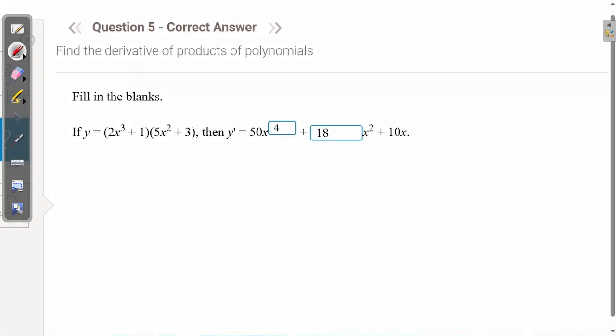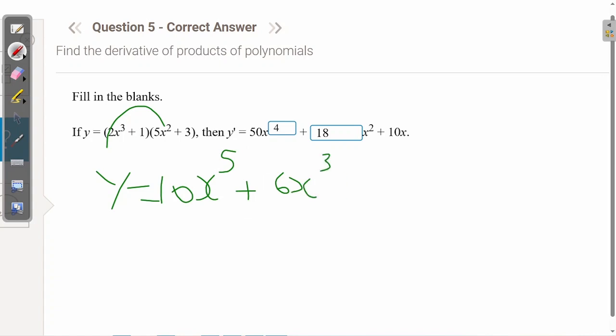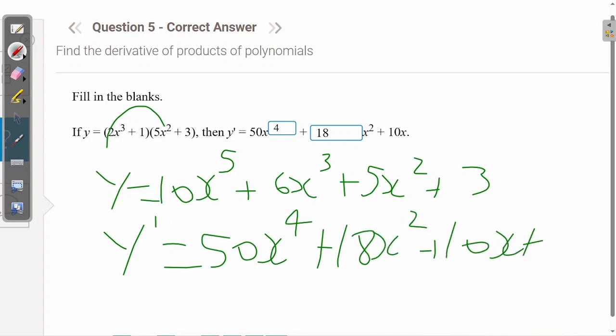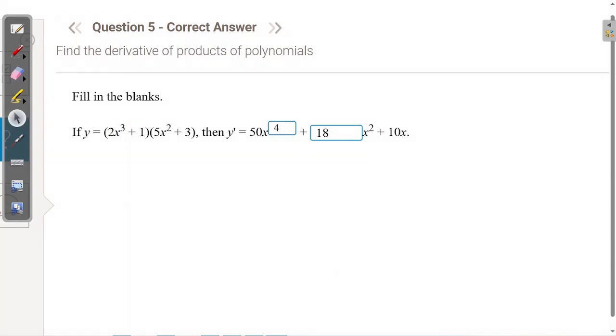Now for this one we want to find y prime. First of all you need to distribute, so let's do that. You get (2x³)(5x² + 3) is equal to 10x⁵ + 6x³ + 5x² + 3. Now differentiate it. Bring the 5 down. 50x⁴ + 18x² + 10x + 3. And that's the answer. I mean, without the 3, my bad. It becomes 0.